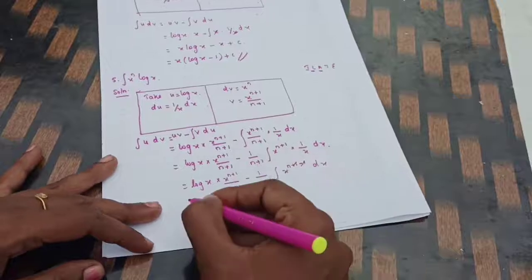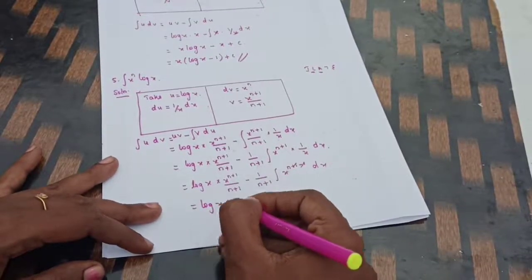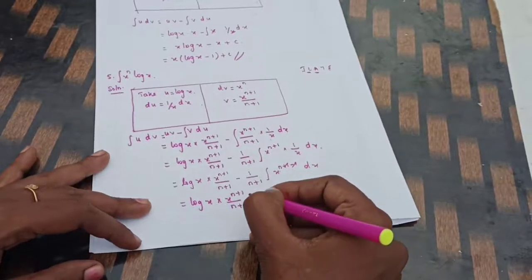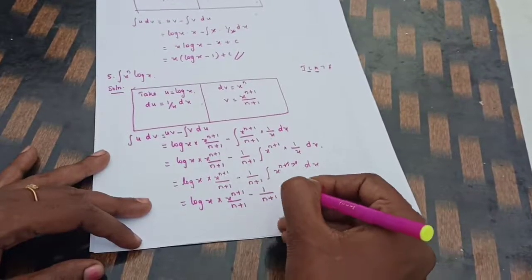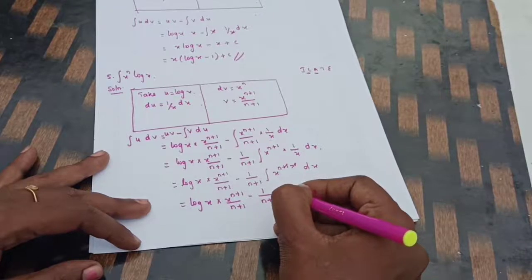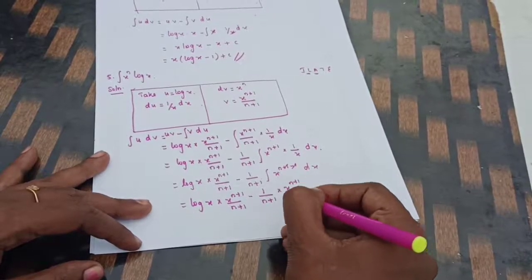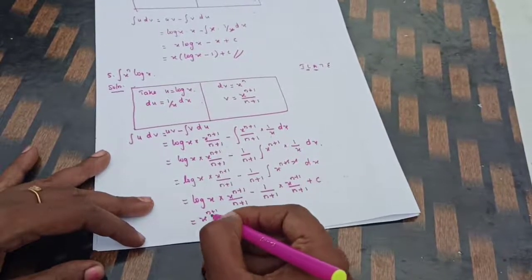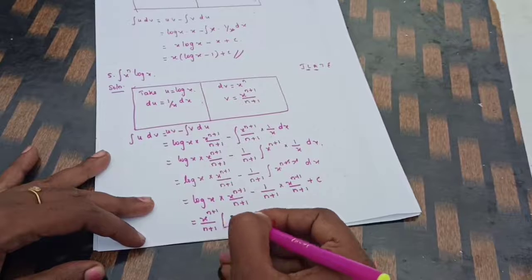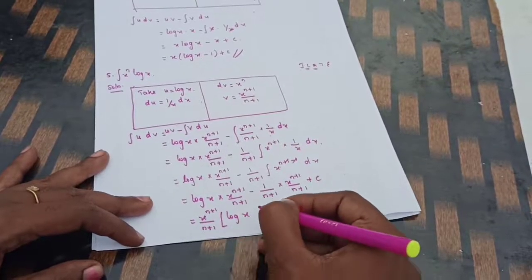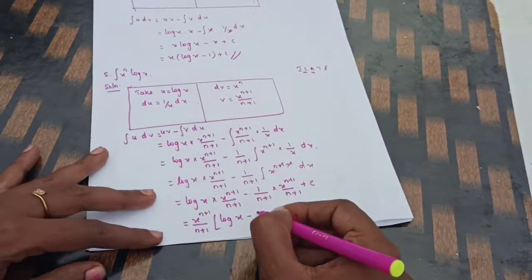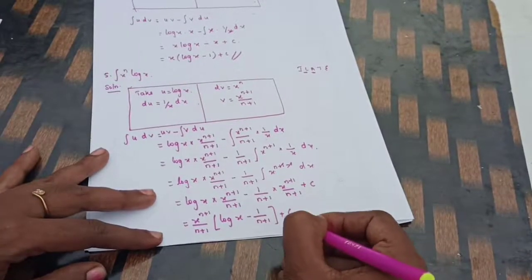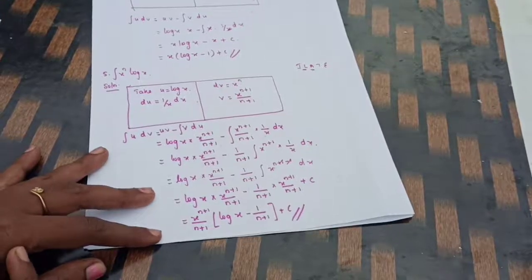So this and this will get cancelled. That's equal to log x into x power n plus 1 divided by n plus 1 minus 1 by n plus 1 integral of x power n. What is the value? x power n plus 1 divided by n plus 1 plus c. Okay, so what's the common factor? x power n plus 1 divided by n plus 1 is common. So what's the balance? (log x minus 1 by n plus 1) plus c. This is the answer. Understand? Okay, very easy.